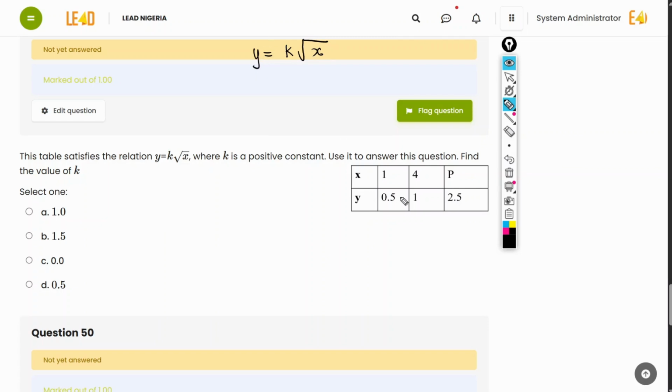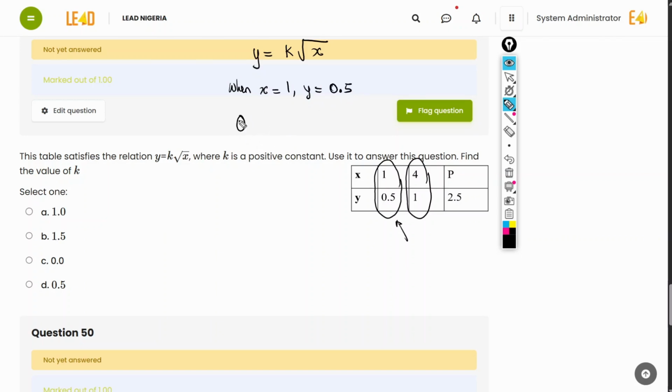But then they were gracious enough to give us a table where we have x and y values, right? So we have two of them here. We can use this one or this one. I would use this, 1 and 0.5, to substitute in to solve for what? Solve for k, right? So this is saying that when x is equal to 1, y is 0.5, right? So I can plug that in.